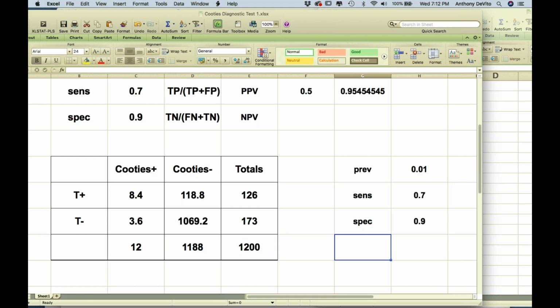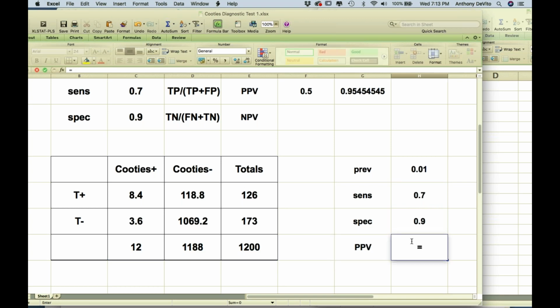Okay. So now, notice the only thing that changed here was the prevalence. I still use the same sensitivity and the same specificity. What happens if I calculate my positive predictive value now? Okay, let's see what it's going to be.